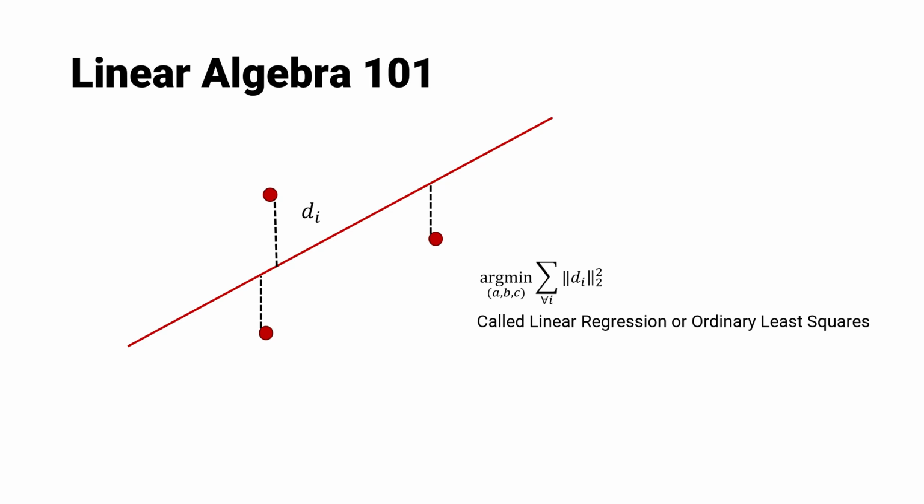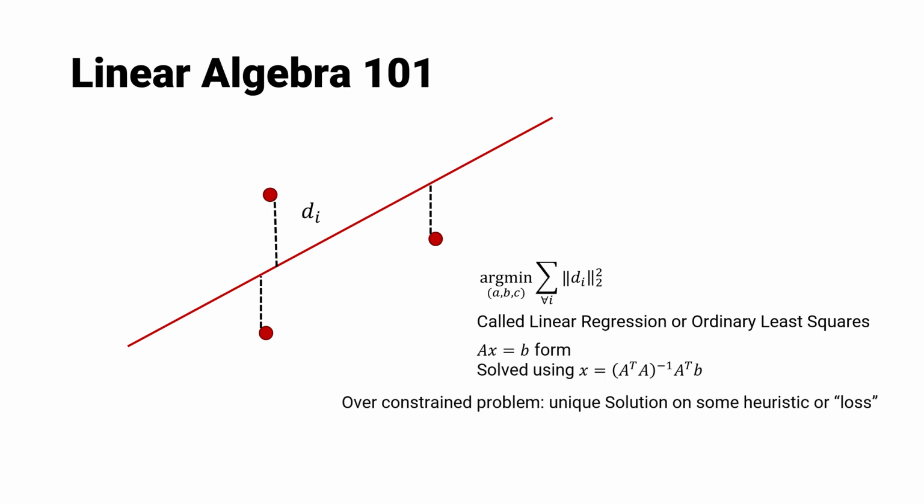This in machine learning is called linear regression or ordinary least squares. And this is of the form Ax equals b, and it can be solved using this formula: x equals (A transpose A) inverse A transpose b. And this is what is called an over constraint problem, which means that you have more data points than you would require for the parameters of the solution, and you're trying to find the least squares solution here, because we are taking the squares and trying to find the values of a, b, and c. These are the model parameters which minimize this loss function.